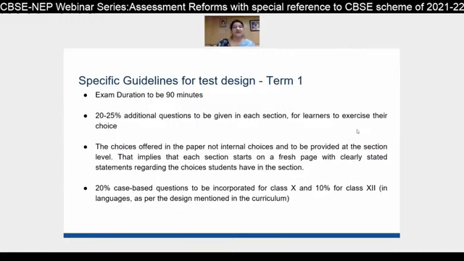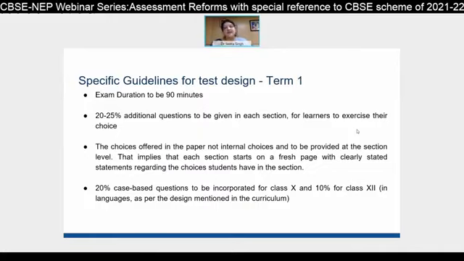So the exam duration, as I said earlier, would be 90 minutes. Approximately 20 to 25% additional questions would be there in each section. So the choice would not be internal choices. That means we wouldn't be asking the students to attempt question A or B. Rather, there would be a certain number of questions in each section, and the students would be asked to attempt some questions. So for instance, one section may have, let's say, 25 questions, and the students can choose any 20 questions to answer. So therefore, we are saying that the choices offered in the paper for term 1 would not be internal choices. However, it would be at the section level.